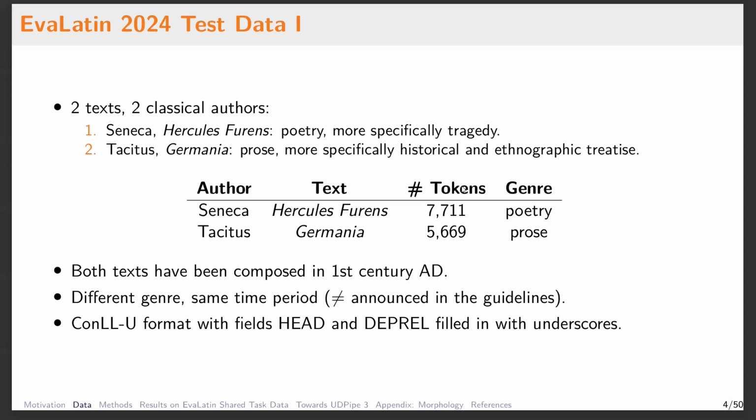And that's actually a bit surprising because the official and original guidelines were announcing texts from different time periods so as to somehow deal with Latin variability over time. In the end, we ended up with 2 texts composed in the same century, but at least they represented different genres. And not surprisingly, the test data came in CoNLL-U format, but the fields for head and deprel were emptied, filled in with underscores, because we had to predict those.